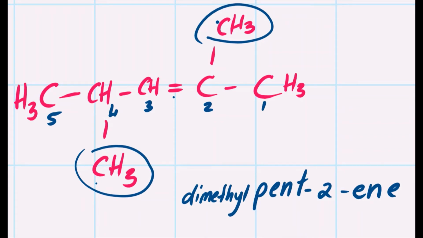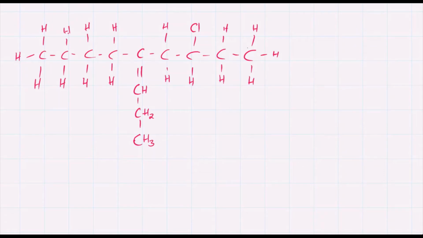And where are they? They're on carbons number 2 and 4. 2,4-dimethylpent-2-ene. This molecule is a little bit more exciting, bigger than the other ones we've been looking at.